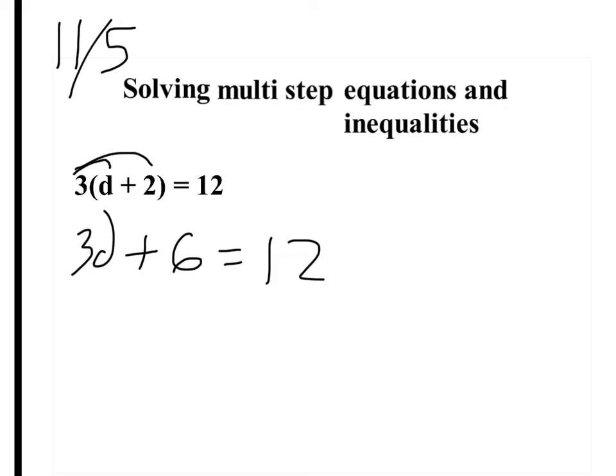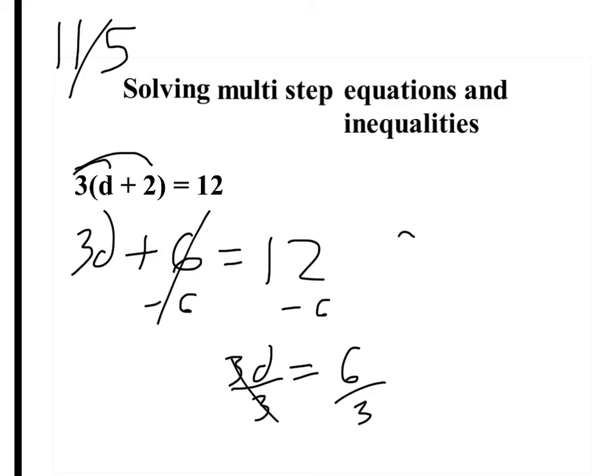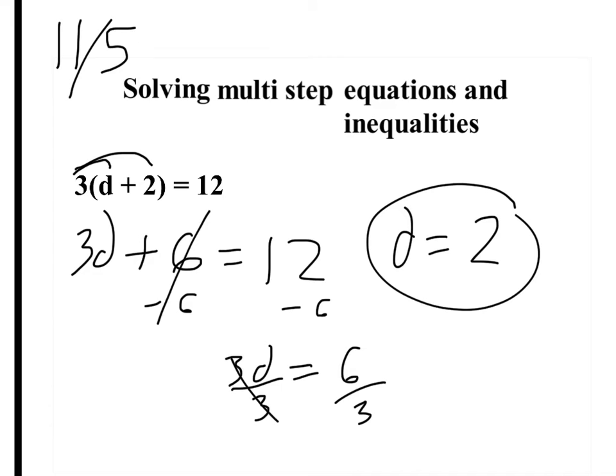Do I know how to solve a problem like this? Yes. Do you know how to do this? I look at what's being done to d. I'm timesing by 3, and then I'm adding 6. So I subtract 6 from both sides. I go in reverse order of operations. I have 3d is equal to 6. What do I do now? Divide by 3. Does anyone know what 6 divided by 3 is? 2. Isn't that what I found earlier? Yeah. So both ways work.